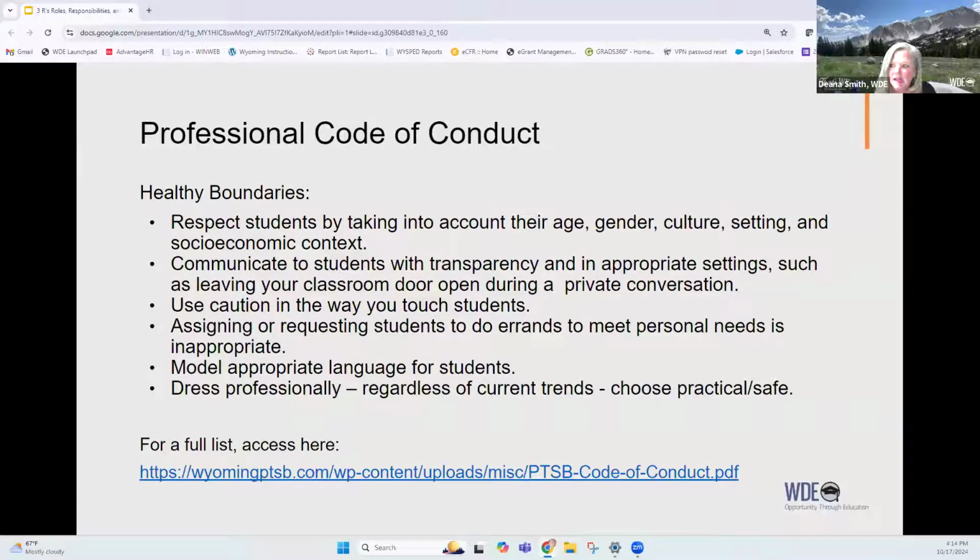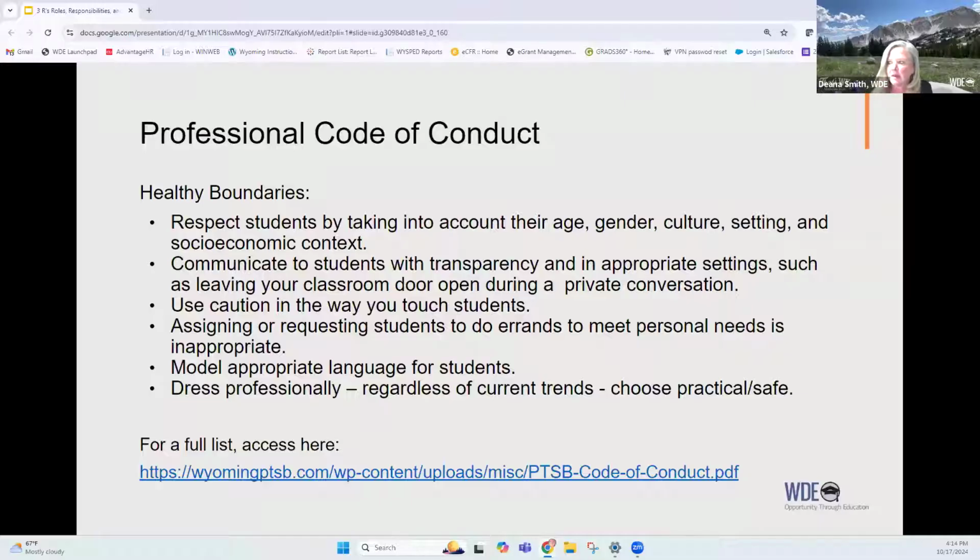And then when we start looking at healthy boundaries, I do want to talk about a few things. Make sure that you're communicating in appropriate settings. And so when you're teaching, when you're instructing, especially when we're working one-on-one with a student, always make sure you put yourself in a place where you're visible. Keep the door open. If at all possible, have another adult in the room. Because we just don't know, especially in today's time. Just protect yourself that way.